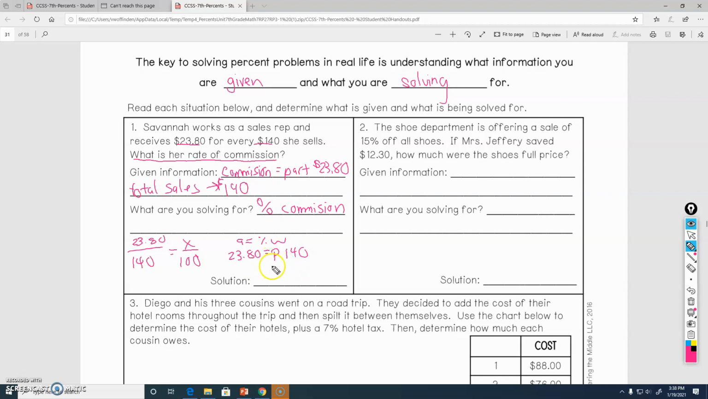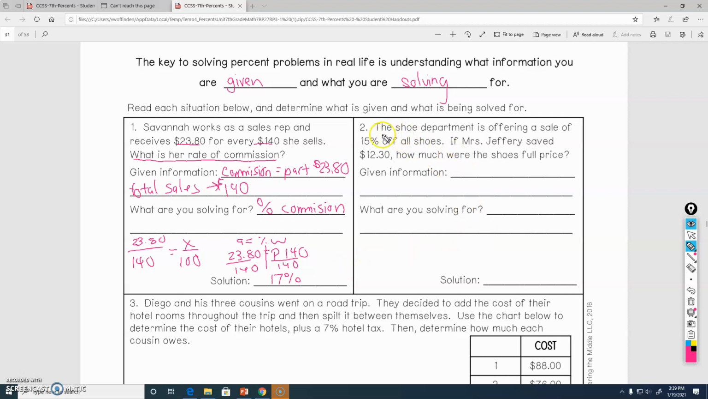I want you guys to go ahead and solve that either way that you are comfortable with. With this one, I will draw my wall, divide by 140 on both sides. When I do that, I'm going to get 17% commission rate. Or if I had done it over here, same thing, 17% commission.